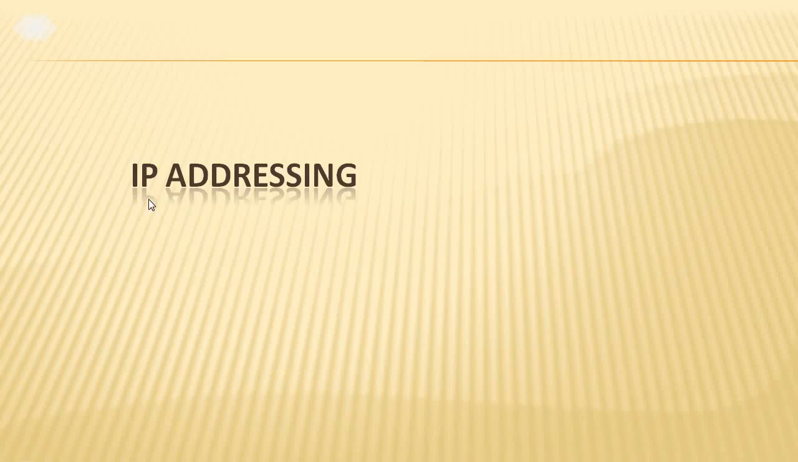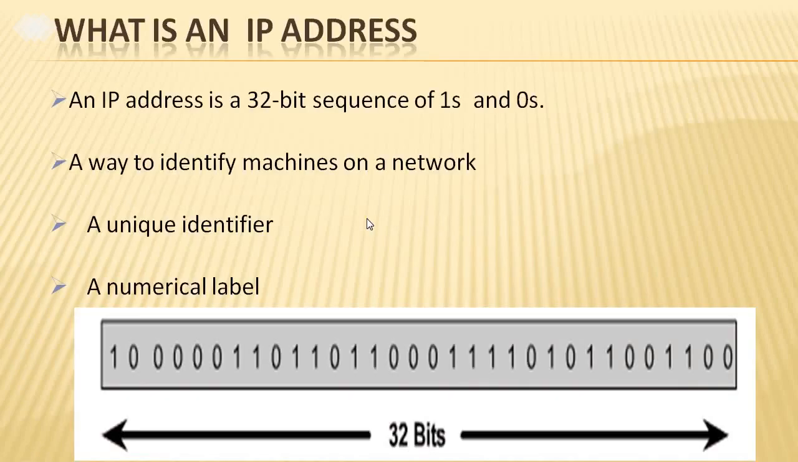IP stands for Internet Protocol addressing. Now what is an IP address? What is an Internet Protocol address? It is a 32-bit sequence of ones and zeros. Why is it in ones and zeros? Because a computer can understand the digital language of 0 and 1. So an IP address is a 32-bit sequence of ones and zeros.